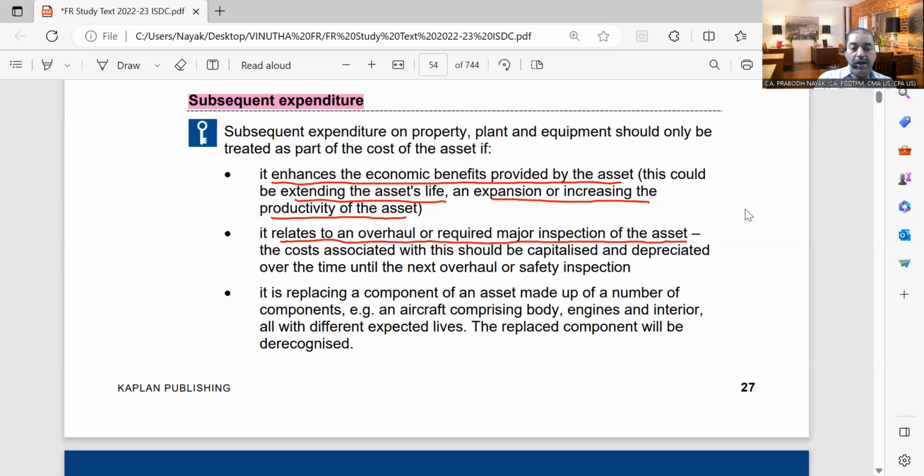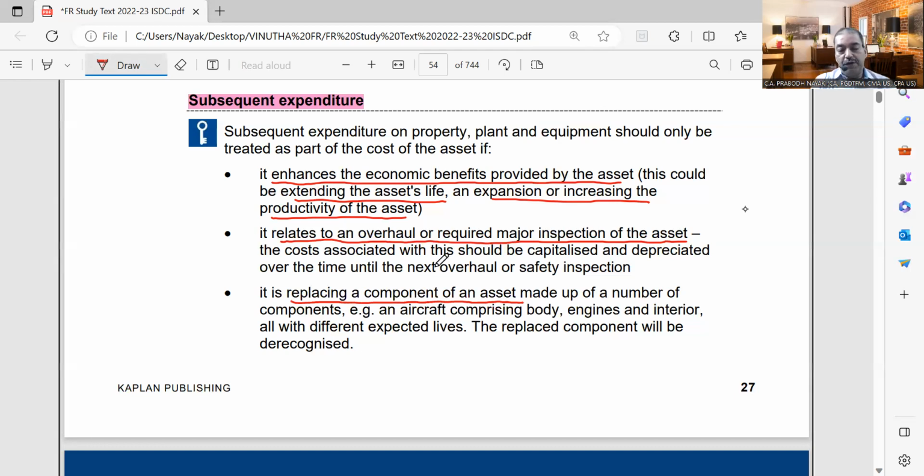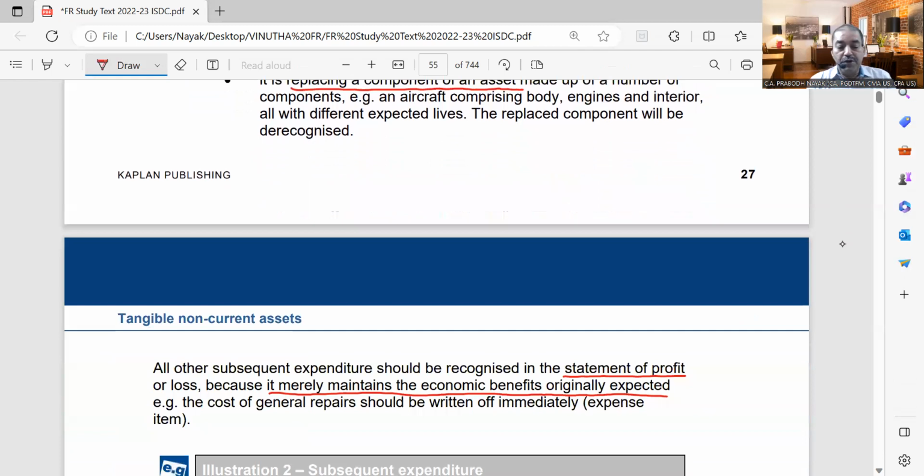Okay. So if it enhances the economic benefits provided by the asset, or relates to an overhaul of the asset, or amounts to replacing a component of an asset made up of a number of components, then it is to be added to the cost of the asset. Then the subsequent expenditure will be added to the cost of the asset.